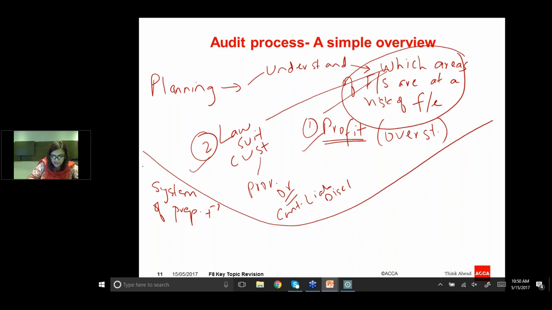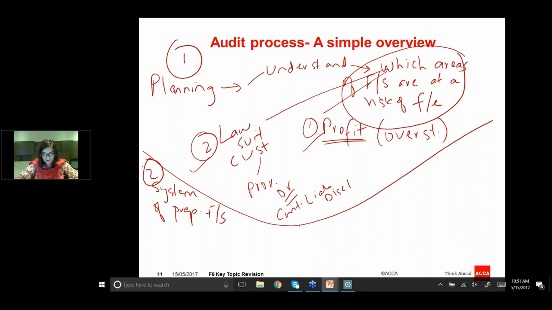The second stage. I want you to go to the purchase manager, ask him how they record the purchase figure. I want you to go to the sales manager and to the payroll manager, ask the same question. How do you actually record the sales figure? How do you actually record the payroll figure? When you buy property, plant and equipment, how do you record this information? So in the audit process, the second stage is trying to understand the system of preparing the financial statements.